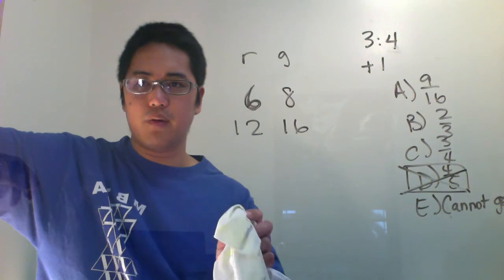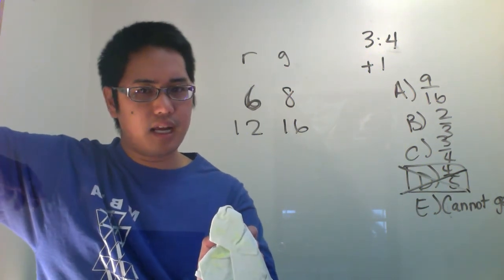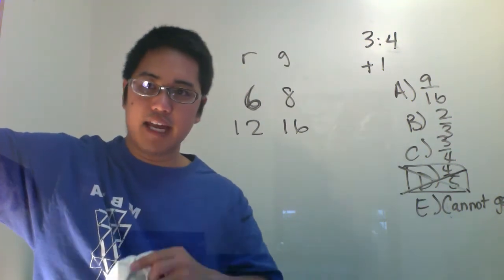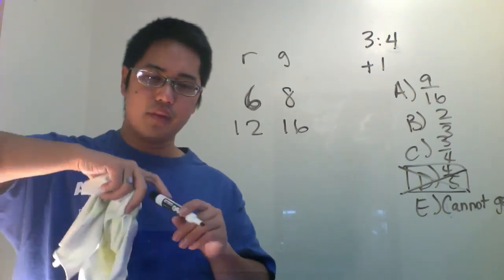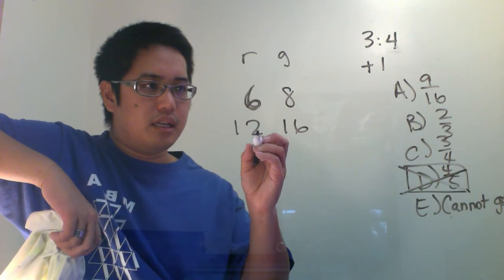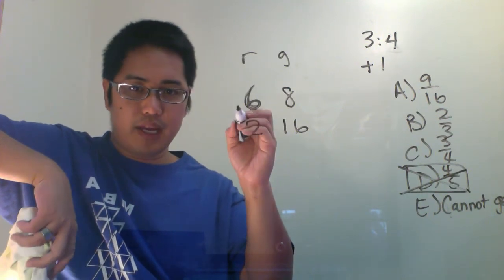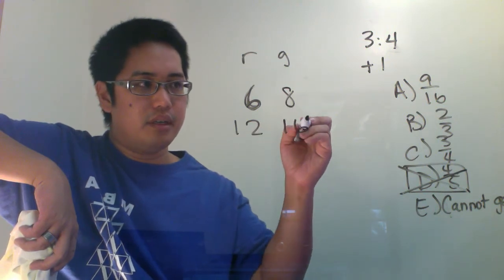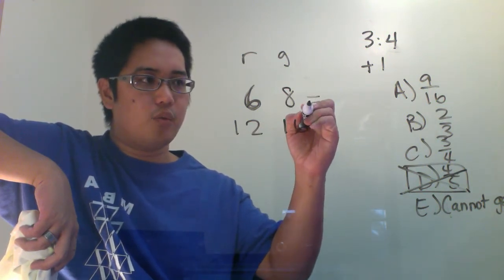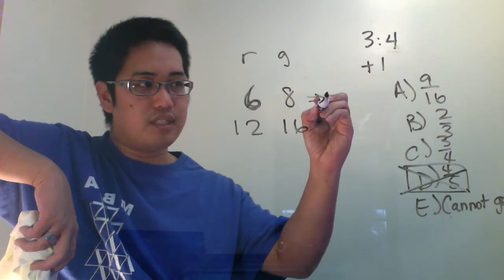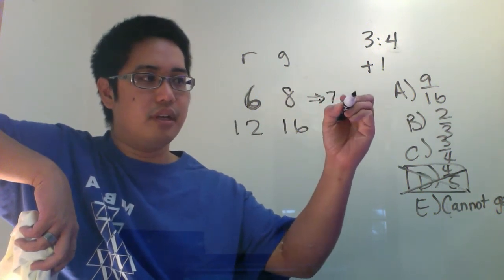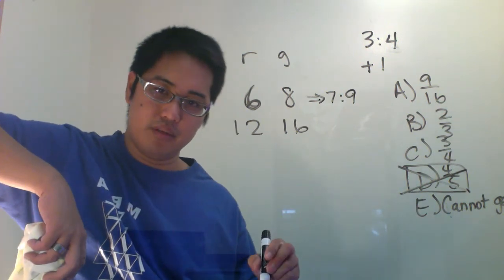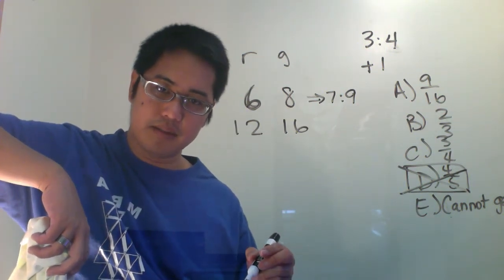So I can multiply a ratio by a constant number. I can divide a ratio by a constant number. But I can't add 1. Because if I add 1 red pen and add 1 green pen here, that would give me a new ratio of 7 red pens to every 9 green pens. That's a different ratio. Does that make sense?